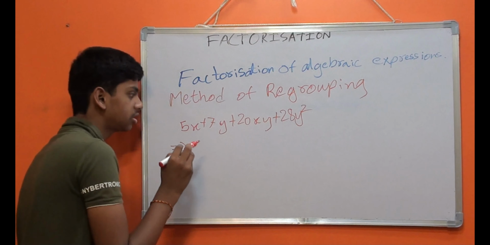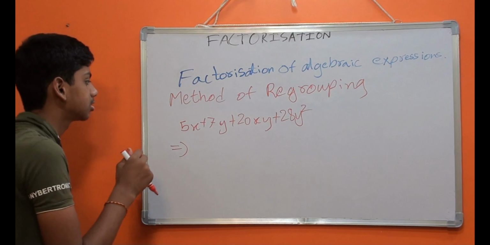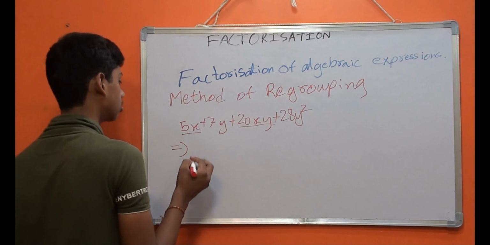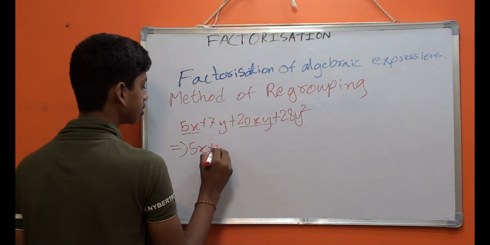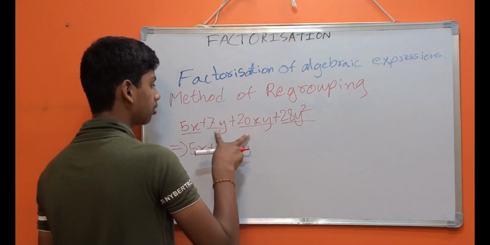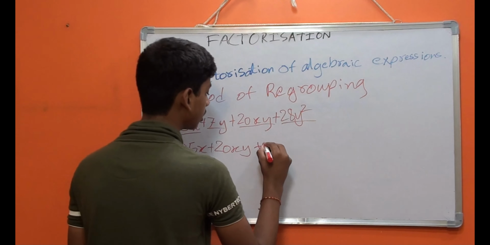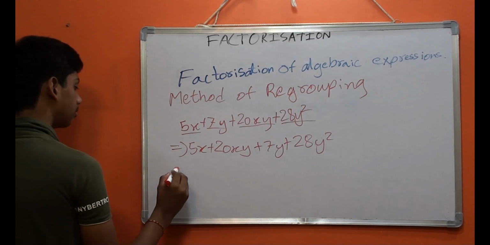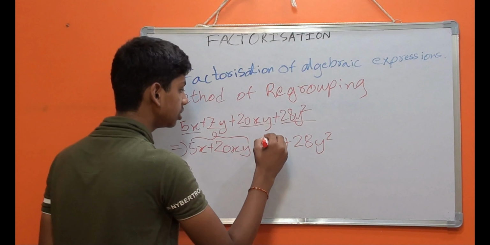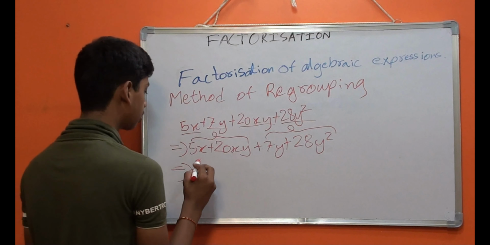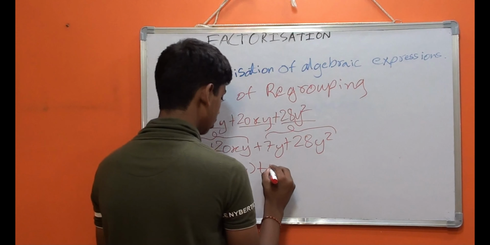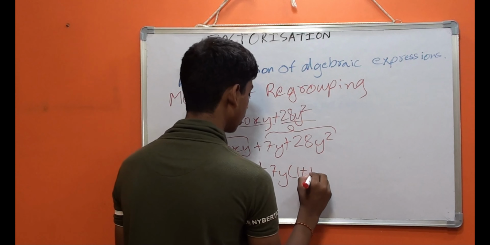So first, let's rearrange the terms with the common factors. Here 5x and 20xy have 5x as common, so we will write them as 5x plus 20xy, and these two have some common factors, so we will write them too. Now we do the method of common factors for these two terms and these two terms. Here we will get 5x into 1 plus 4y, and here we would get 7y into 1 plus 4y.